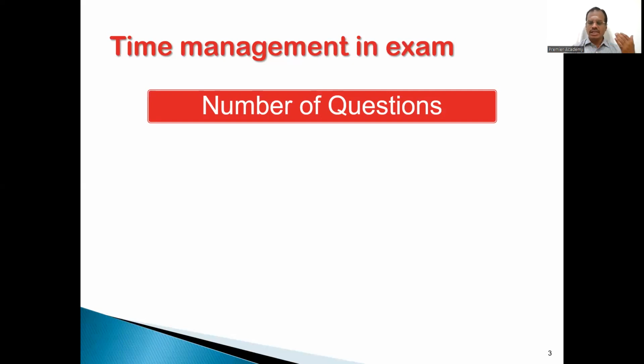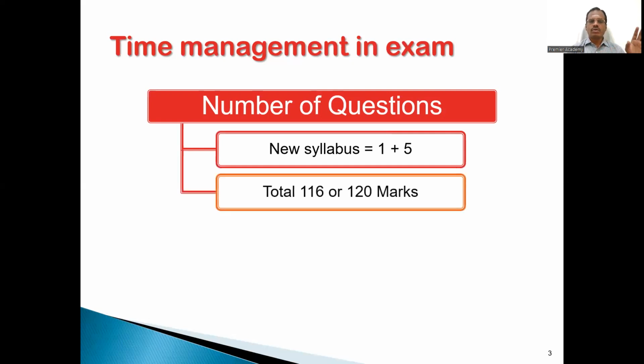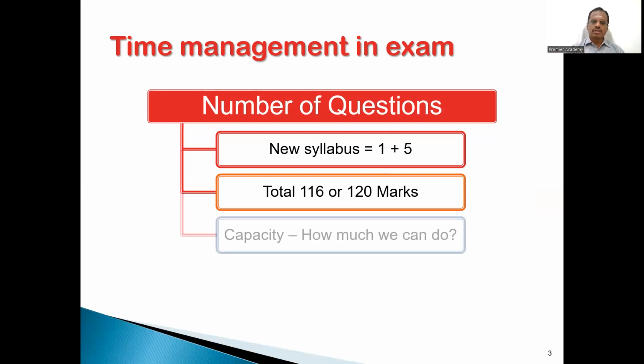Time management in the exam, some specific aspects. When it comes to the CA Inter new syllabus, you know the model by now. 1 compulsory question plus 5 questions out of 6 questions. There is a choice. So this is the overall scheme of the question paper. In that, the total marks being asked is 116 or 120 depending on the 4-mark alternative choice. In any case, have the macro idea first, that you have to answer the maximum.